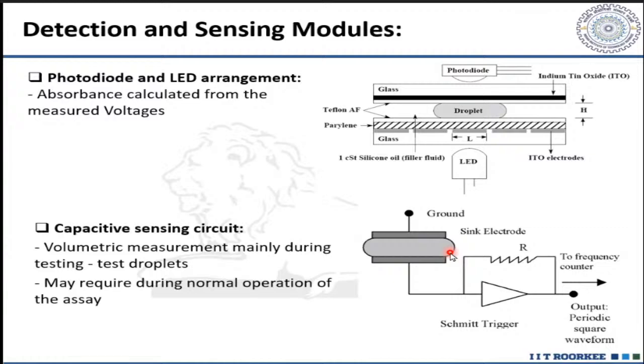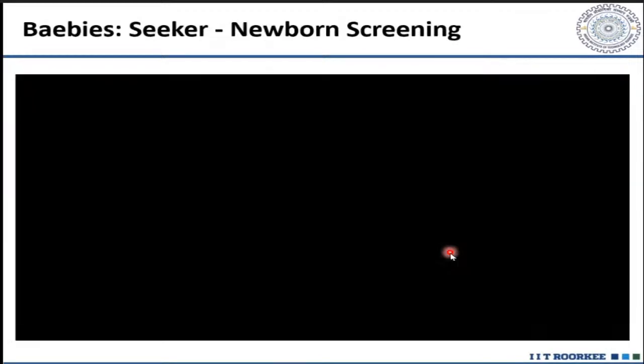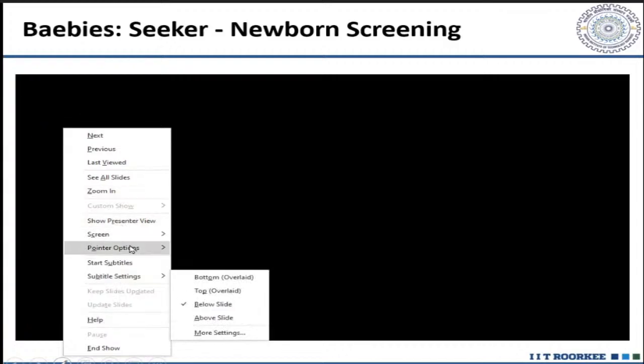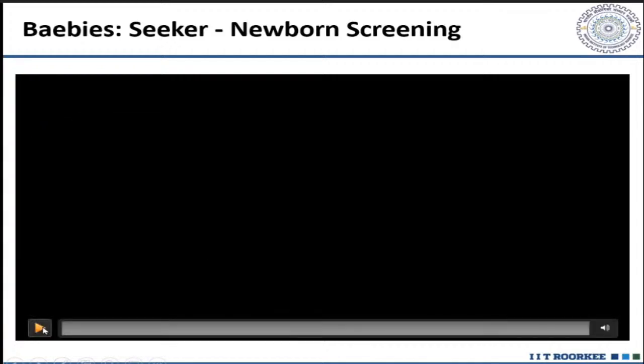From this capacitance change, which is converted into a voltage change in a periodic square wave by a Schmitt trigger arrangement, it gives the measurement of the volume. Okay, so this is how the sensing unit or detection unit is created, the basics and details behind that. Now I will show you some applications of how this kind of chip has already been used.